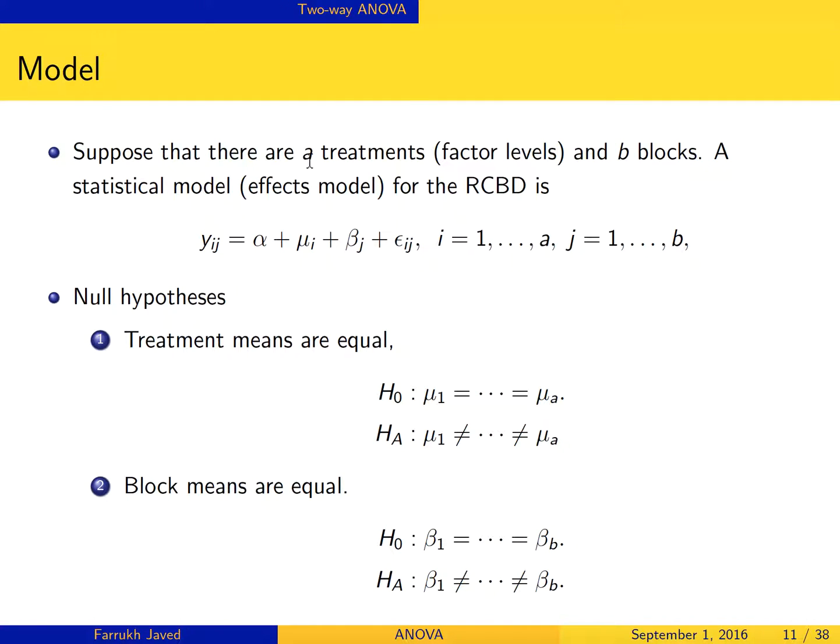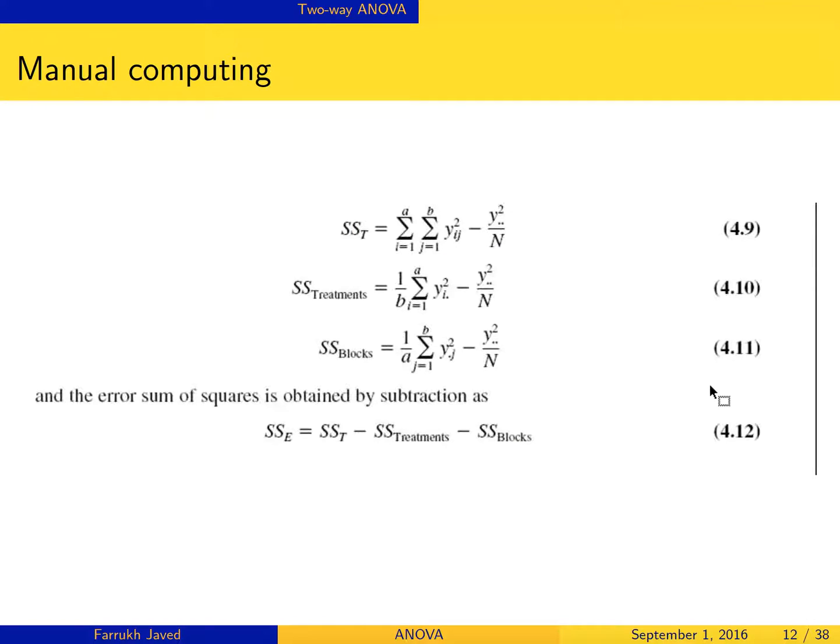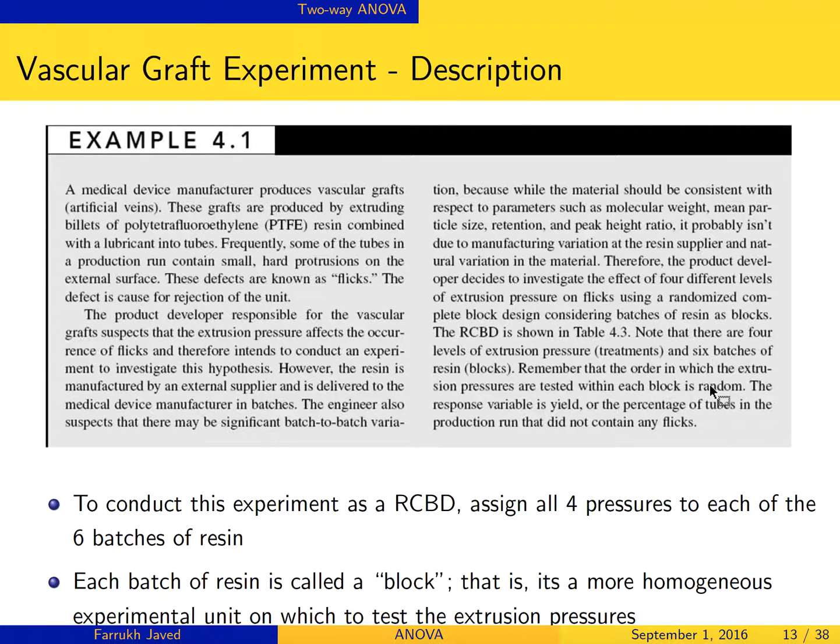So suppose that there are A treatments and B blocks. So treatment means are equal. It means this will be the hypothesis, like the means are related as mu1 to mu A. And since we have B blocks, we can even test blocks: beta 1 to beta B, they are equal or they are not equal. Again, there are some formulas for those which we saw in the table, but you don't need to remember those formulas. So now let's look at the example.